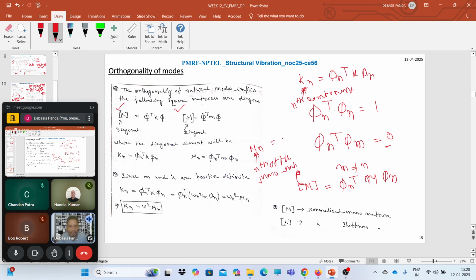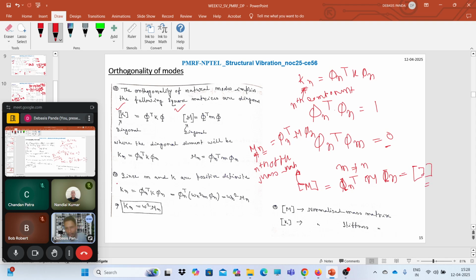So how can we find it out? It is nothing but, for a particular nth mode, phi n transpose M phi n, where phi n is the total modal matrix, and the value comes out as an identity matrix. Already we have seen it.